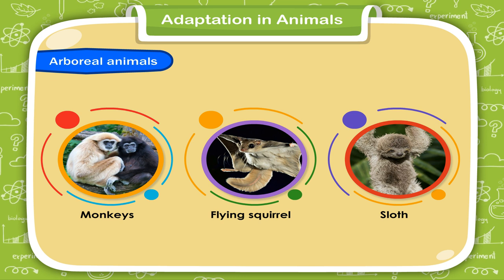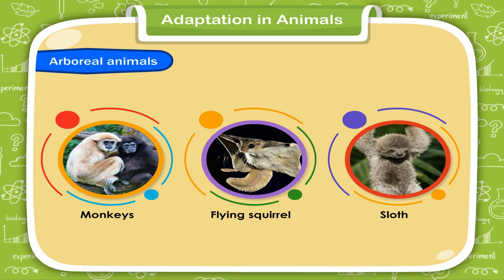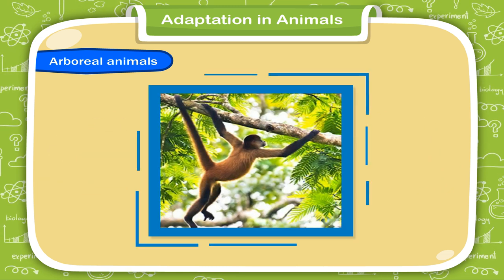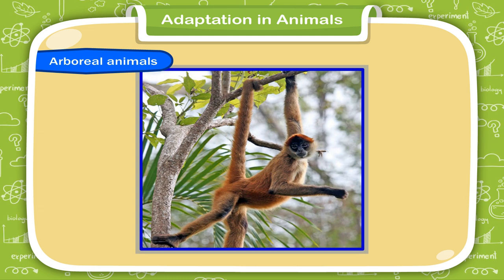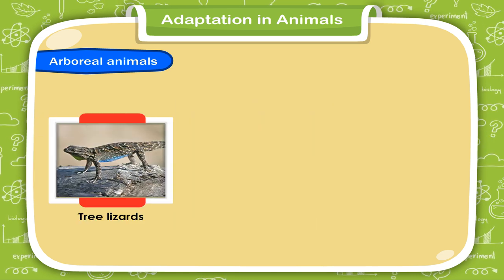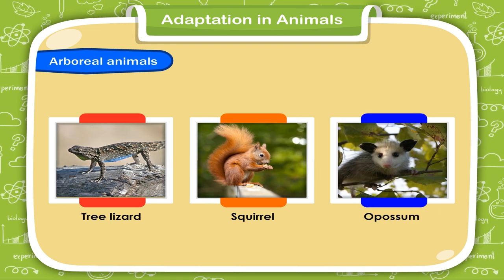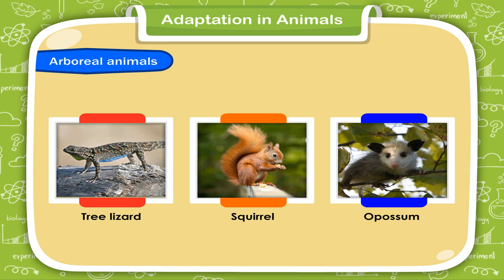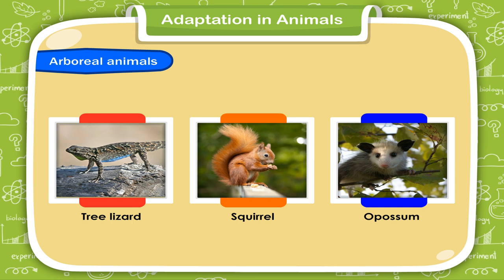Arboreal animals. Some animals, such as monkeys, flying squirrels, sloth, etc., spend most of their time on tall trees. These animals are called arboreal animals. Monkeys are able to swing on trees through their strong arms and legs. They can grip branches with their tails. Other arboreal animals, such as tree lizards, squirrels, and opossums, have strong claws to support them while climbing the trees. They also have spines or plates on their body to prevent them from slipping.